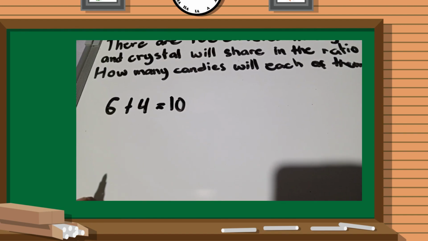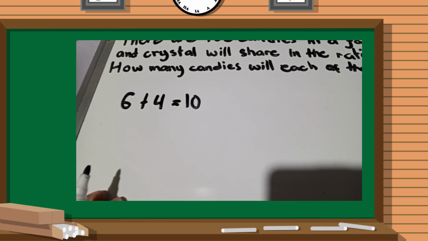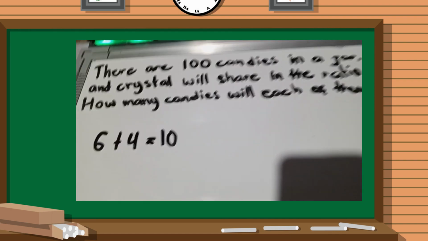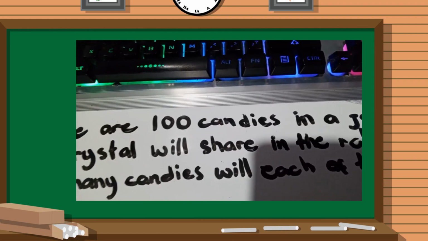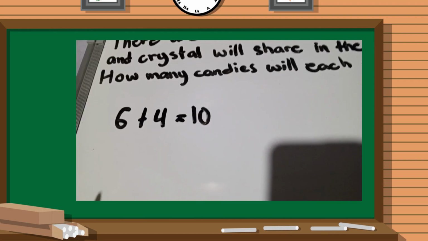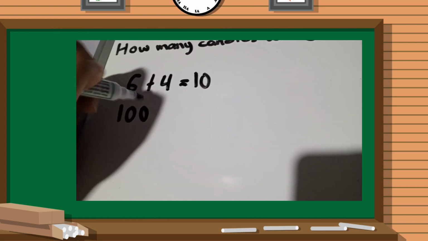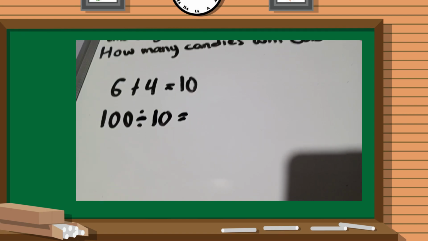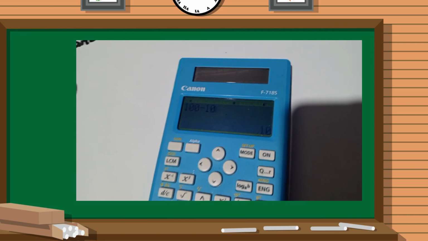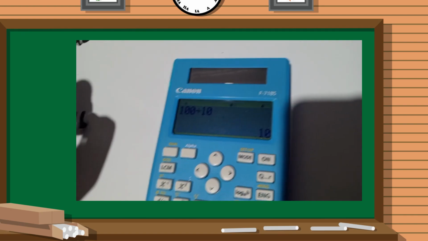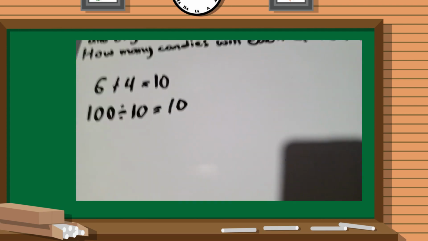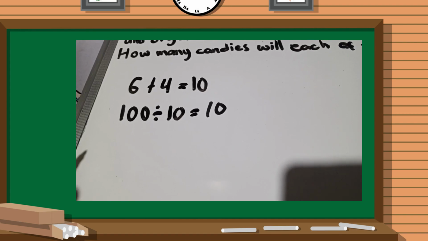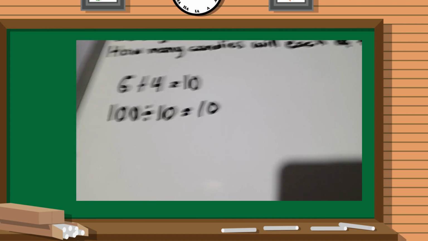Now that we found the sum of the ratio, step 2 would be to divide the base by the sum. So our base is 100 and we will divide it by 10. 100 divided by 10 is equals to, let's check, 100 divided by 10 is equals to 10. After finding the quotient, our next step is to multiply each quantity by the quotient.